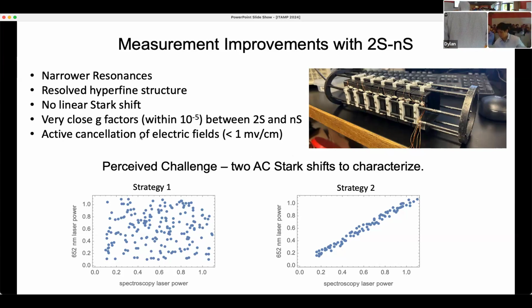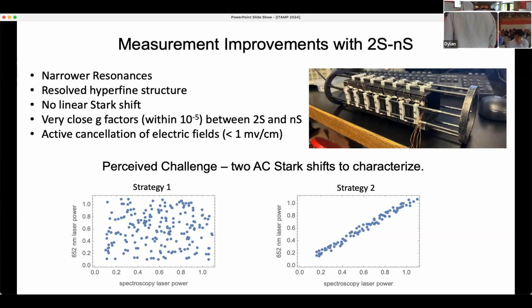And then the other thing that we're going to do going forward is active cancellation. So this is just our electrodes. We need to have quite a few electrodes. Our spectroscopy actually happens over a fairly large region, which just means that we really want to cancel the DC Stark shift carefully over lots of individual regions through the spectroscopy.